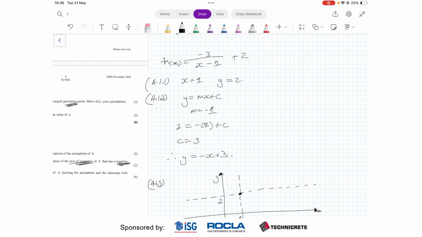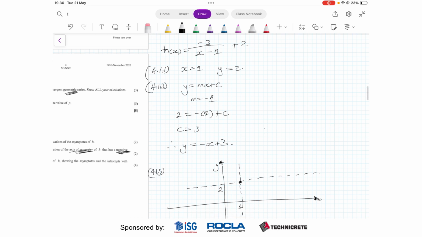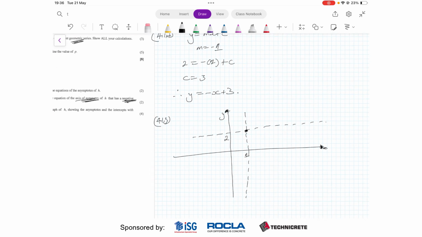The y-intercept is found when x equals 0, so that will be minus 3 plus 2. Sorry, that will be positive 3 plus 2, that will be 5. Therefore, meaning our graph will be passing through 5 like that, moving up.